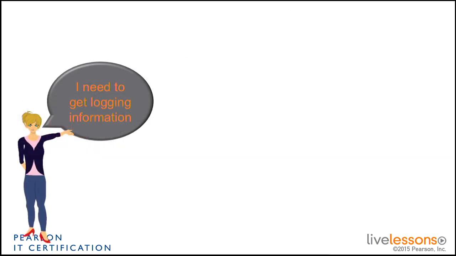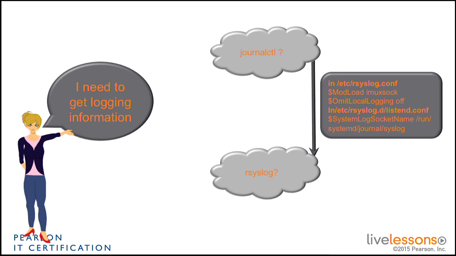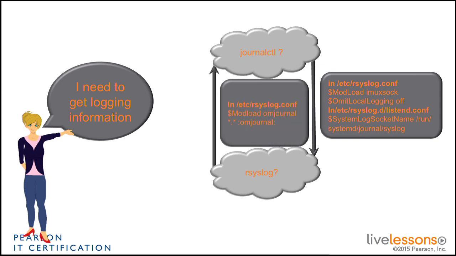So with this journald and rsyslog, we might have a user who is confused. I need to get logging information. Do I need to get it from journald? Do I need to get it from rsyslog? And to take away that confusion, we can connect the two of them together. So to tell journald to write to rsyslog, there's some configuration changes to make, and the opposite direction is possible as well. And that is what I'm going to explain in my next lecture.